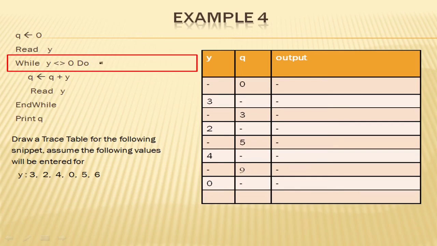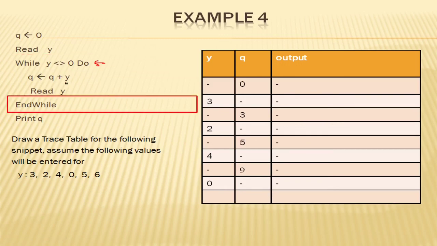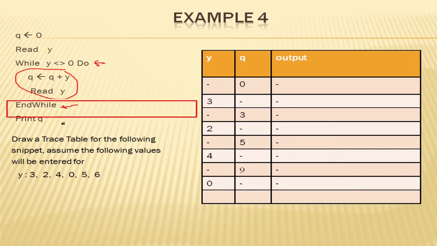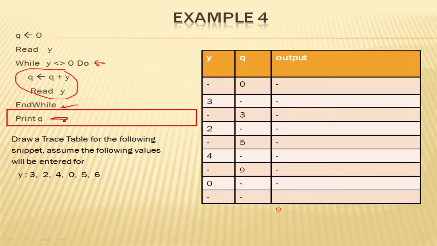So look what is going to happen. We're here, the last value for y is 0, so the while loop will go to the end of the while loop. It will skip everything that is in the body of the while loop. It will then go to the next statement after the end while, right here, and it will say print q. Now the last value for q was 9, right? So when we have print q, it will output the value 9. So 9 will be printed.